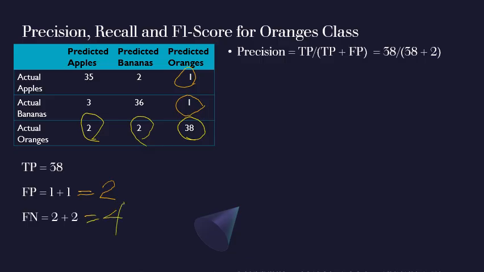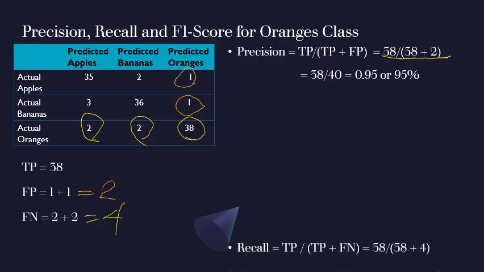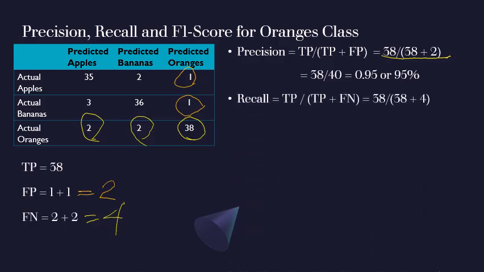And then let's take a look at the performance of our model in terms of precision. So we have here the formula, TP divided by the sum of TP plus our false positives. So we have 38 here, and then 38 plus 2. We will get an approximate value of 0.95 or 95%.